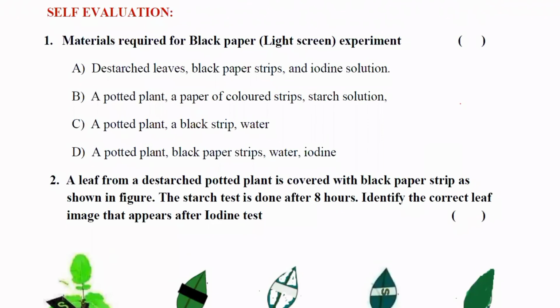Now, self-evaluation. The materials required for the black paper or light screen or Ganong's light screen experiment: a healthy potted plant, black paper strips, and iodine. Here C is wrong. A is the correct answer. B is wrong and D is wrong.